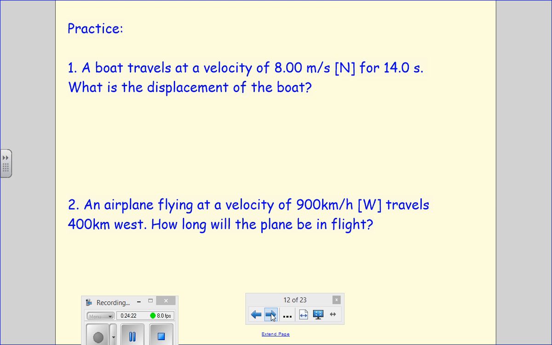So there's 2 questions here. One question asks you to figure out the displacement of the boat. The other question asks how long will the plane be in flight, so we're looking for time. So I'm going to pause here to give you guys a chance to calculate these, and I'll write the answers on the board in just a few minutes.